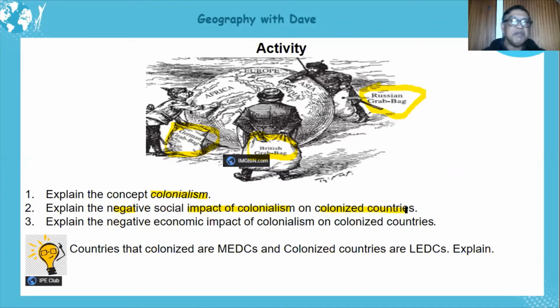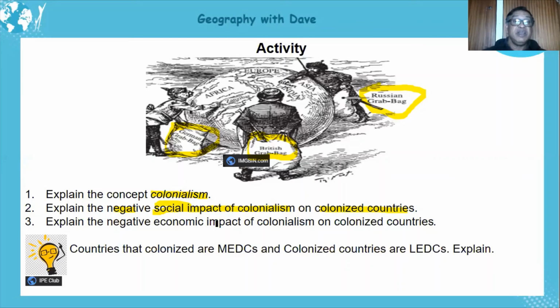All right. The important word is social. Can you see it? Social impact. All right. Watch out. It's the impact on the people. Remember, you got economic impact on the economy. Although they all are linked, watch out for this.